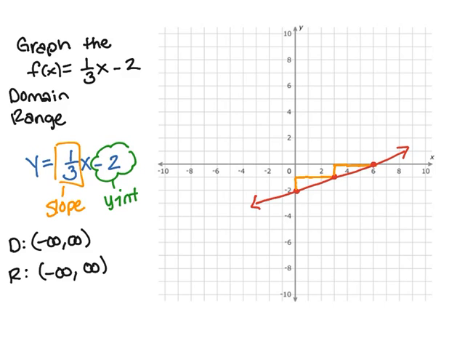Now you might want to solve for the x-intercept and then graph those 2 points. But if you're asked to graph this equation and then give the domain and range, I would plot my y-intercept, and then I would rise up 1 and run 3.